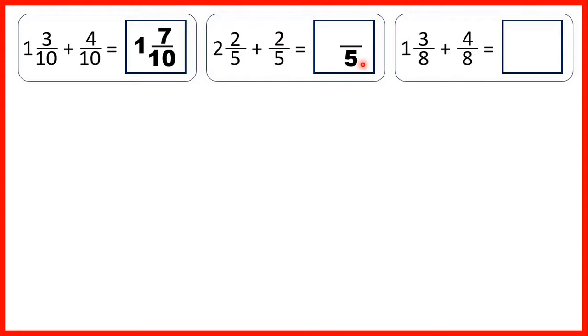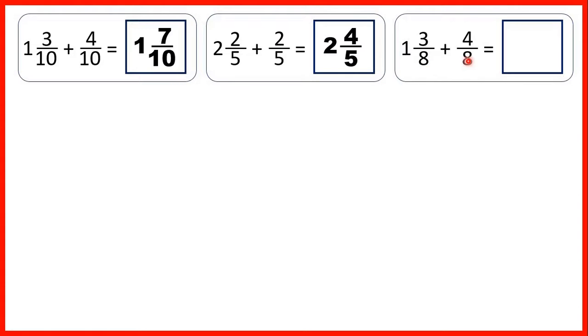The denominator stays the same, and 2 plus 2 is 4. Then we look at our wholes. We have 2 wholes in our question. We're not adding any wholes, so there are 2 wholes in our answer as well. That's 2 and 4/5. Finally, we have 1 and 3/8 plus 4/8.